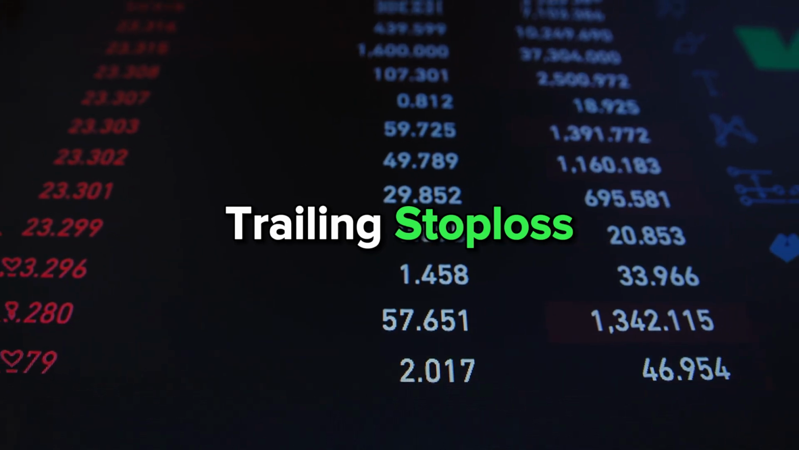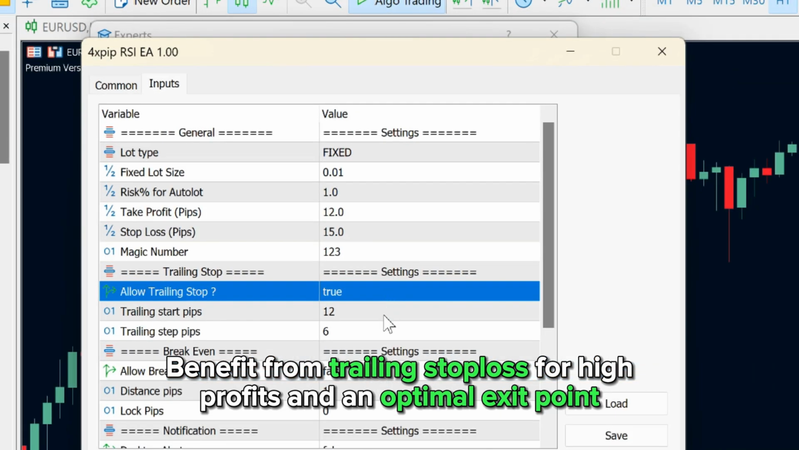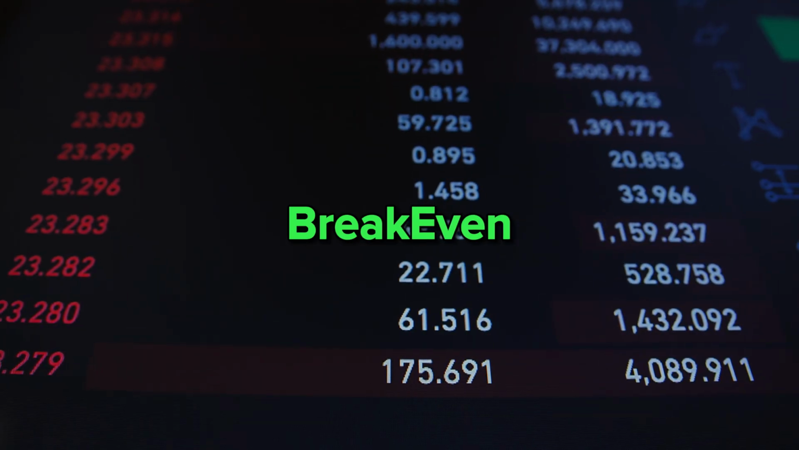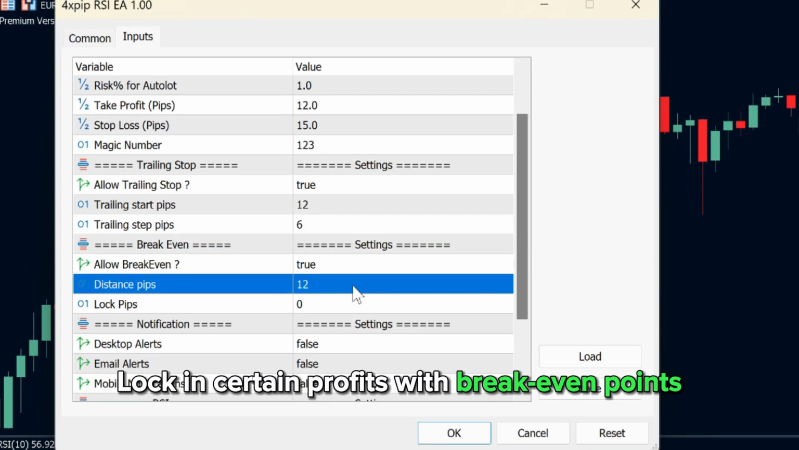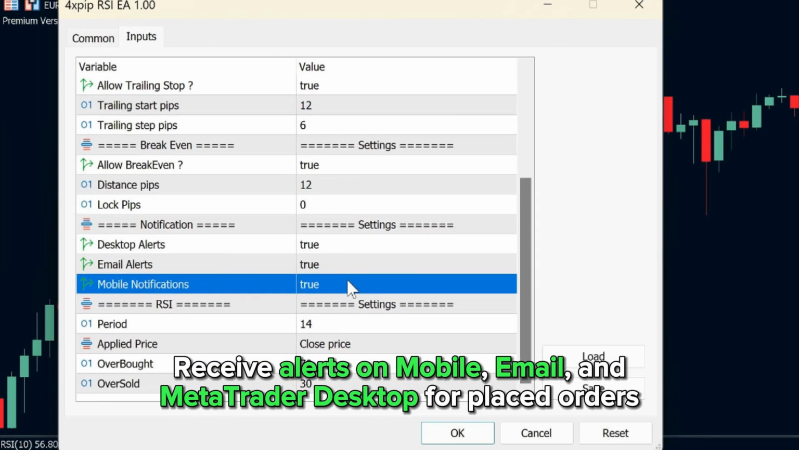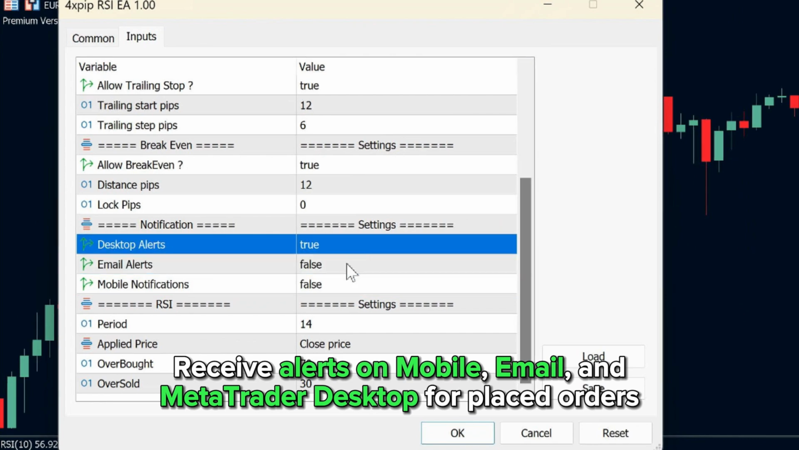Trailing stop loss. Benefit from trailing stop loss for high profits and an optimal exit point. Break even. Lock in certain profits with break-even points. Alerts. Receive alerts on mobile, email, and MetaTrader desktop for placed orders.